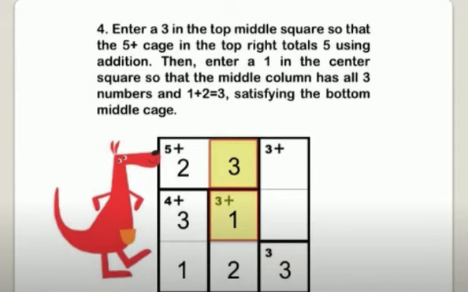Step number 4. Enter a 3 in the top middle square so that the 5 cage in the top right totals to 5 using addition. 2 plus 3 equals 5. Then enter a 1 in the center square so that the middle column has all 3 numbers. 1, 2, 3. And 1 plus 2 equals 3, satisfying the bottom middle cage.